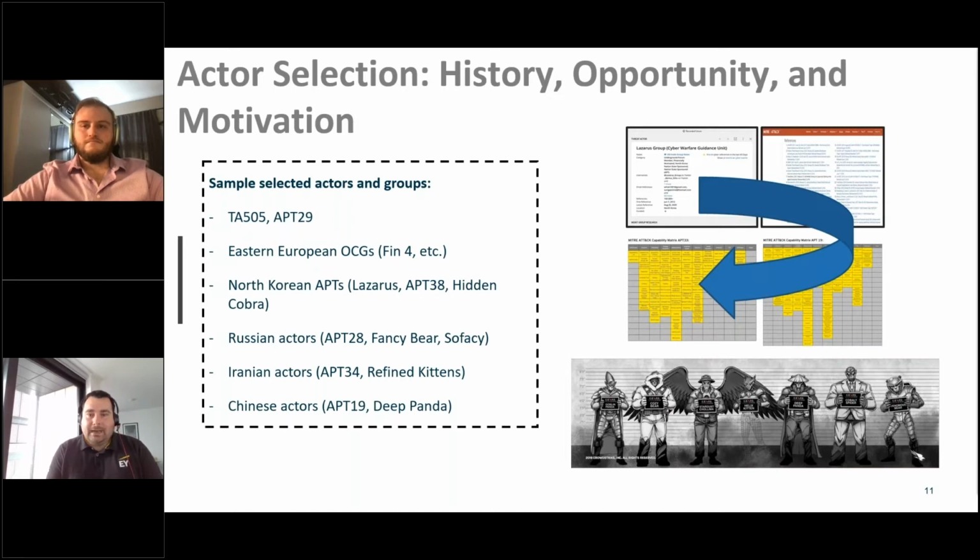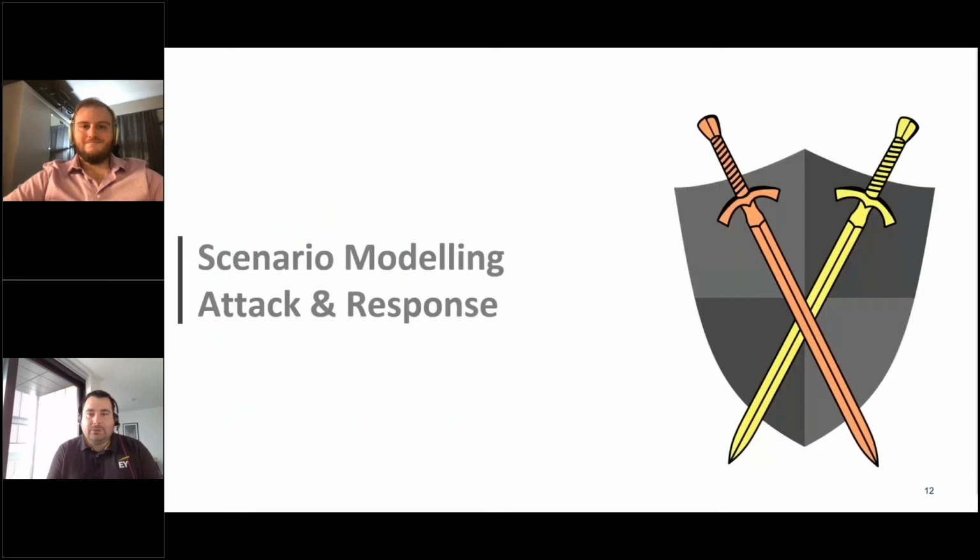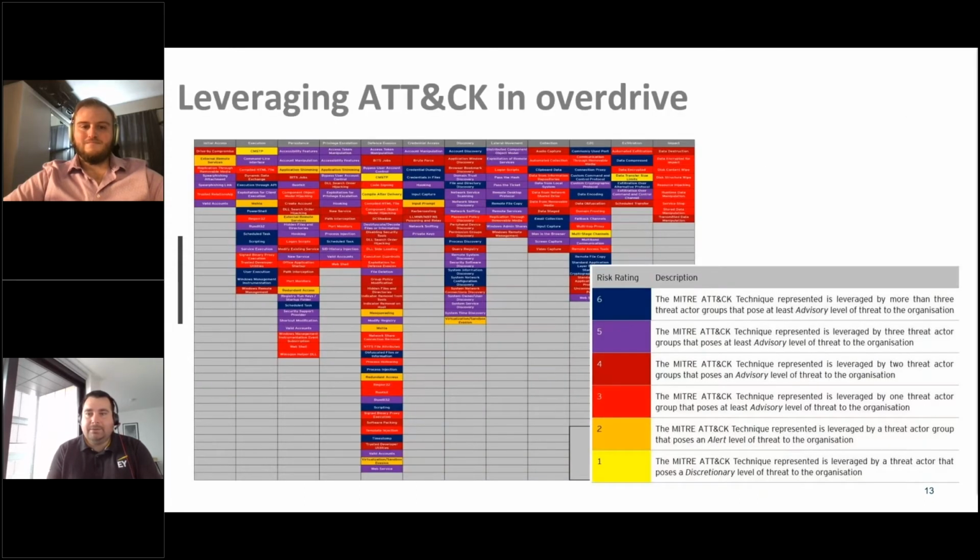So speaking of actions, let's go over to our next section, which talks about the scenario modeling for attack and response. And I'll hand it back over to Robert to talk a little bit about our overdriven super attack matrix for this case study. Thanks, Bence.